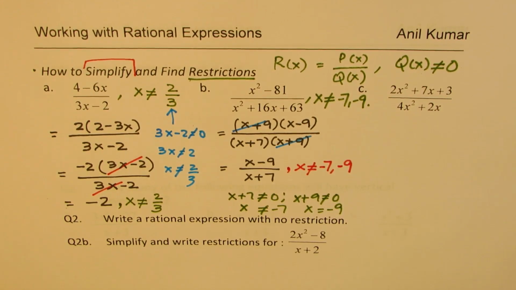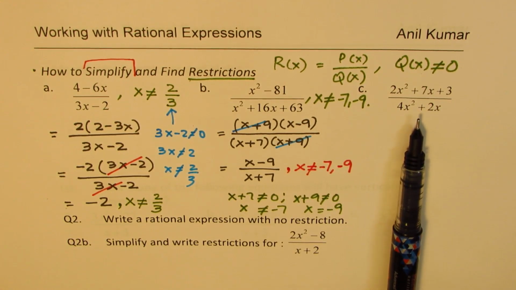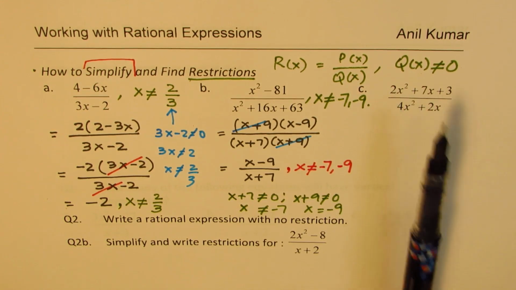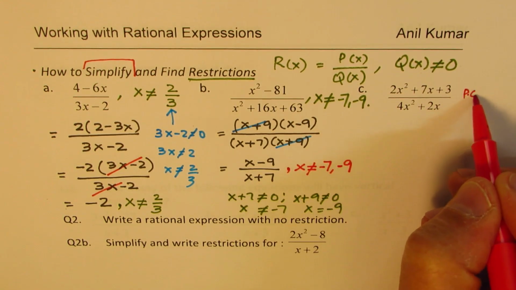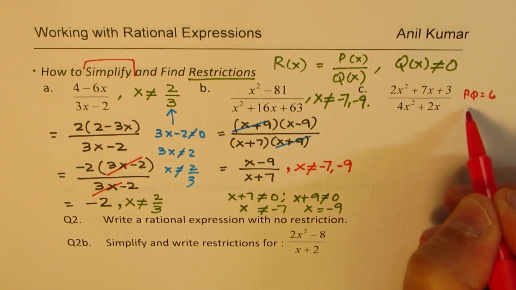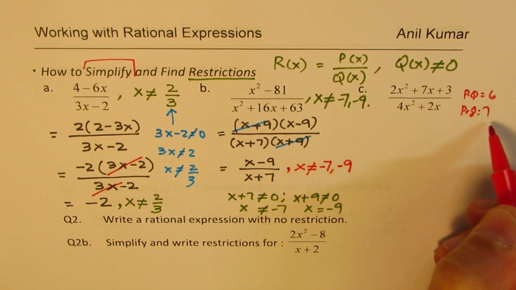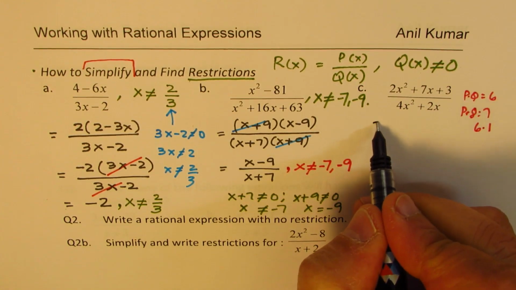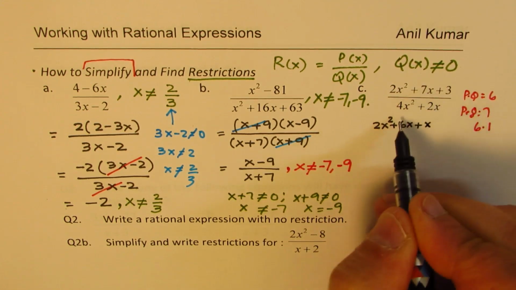Now, the last question here is 2x squared plus 7x plus 3 divided by 4x squared plus 2x. Here, the coefficient of x squared is not 1. So we look for product and sum techniques, right? 3 times 2. So we're looking for a product of two numbers as 6 and the sum of these two numbers as 7. So the numbers are 6 and 1, right? So 6 and 1 will work. Let's see how to factor this. So I could write this as 2x squared plus 6x plus x, that is 7x, right?